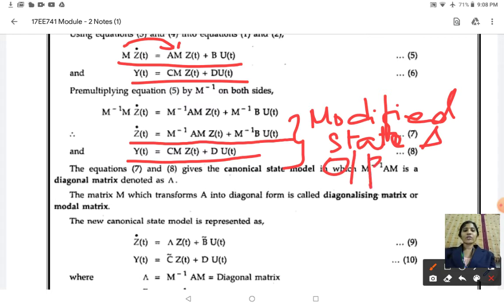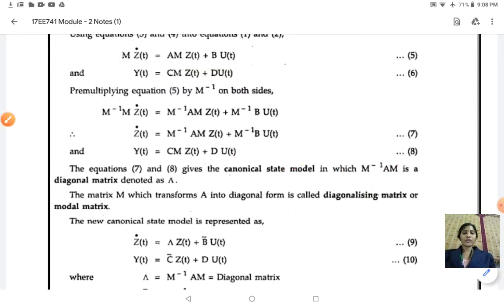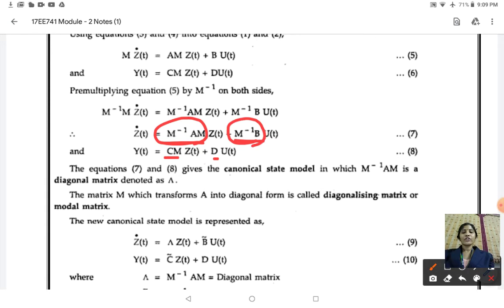So in this, whatever you are getting, that is M inverse AM. When you see the modified form of your state equation and output equation, you are getting terms like M inverse AM, M inverse B, CM, D. M inverse AM is nothing but your diagonal matrix. M inverse B is the new form of your B matrix, and CM is the new form of your C matrix.